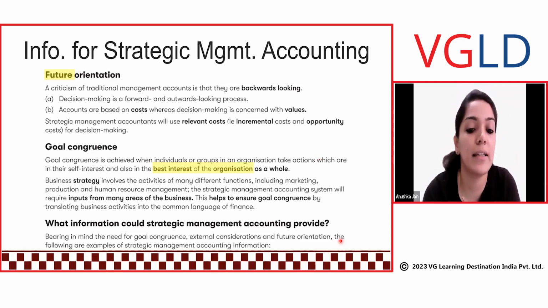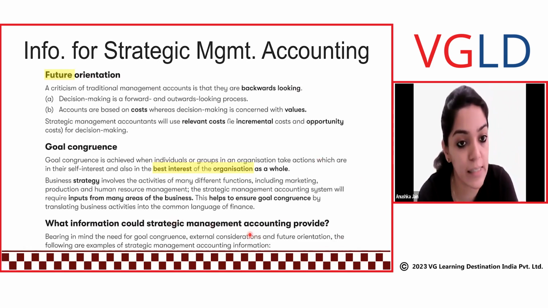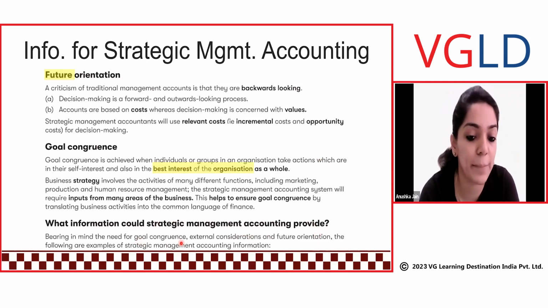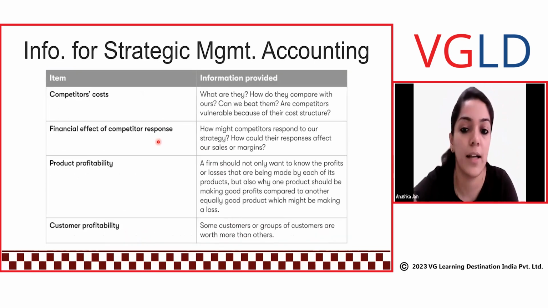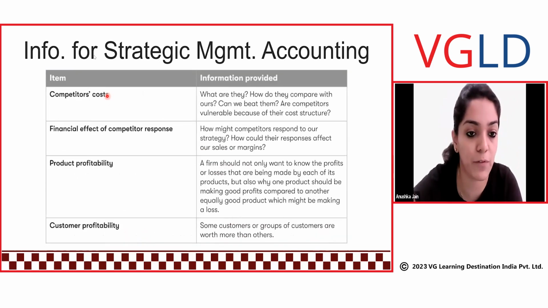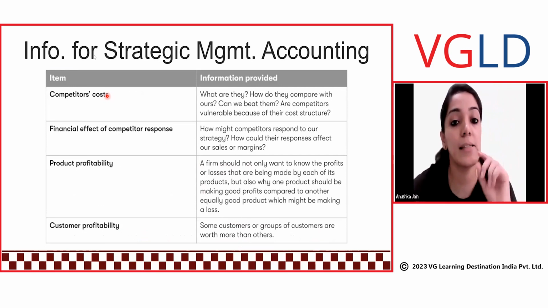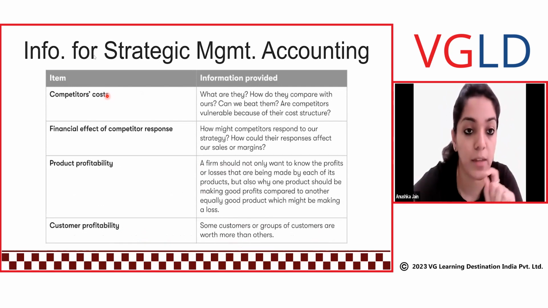So bearing in mind the need for goal congruence, external orientation, and future orientation, the following are examples of strategic management accounting information. What are they? Let's go through them one by one. Number one is competitors' cost.